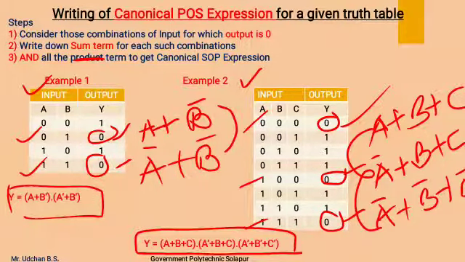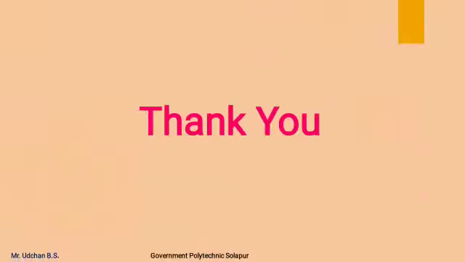As we are writing the given truth table in the form of POS expression, a 0 is represented by a normal variable and 1 is represented by a complemented variable. This is how we can write the canonical SOP expression and POS expression for the given truth table. Thank you.